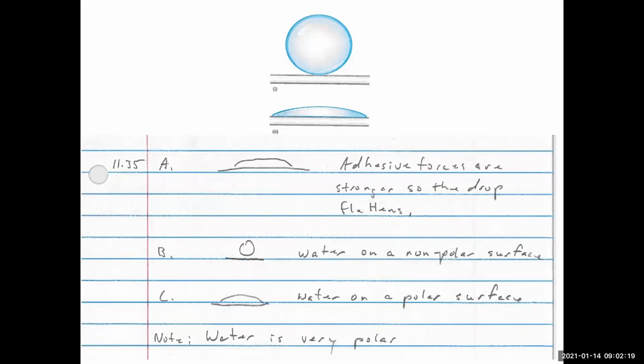If the forces are stronger within the liquid, which one of those would it be? The round one or the flatter one? It'd be the rounder one, right? Because if the forces are really strong within the liquid, then everybody's still kind of hanging out together, all the molecules. If the adhesive forces are stronger, so in other words, if there's a greater attraction between the material that's in the liquid and the surface, then it's going to kind of flatten out a little bit.